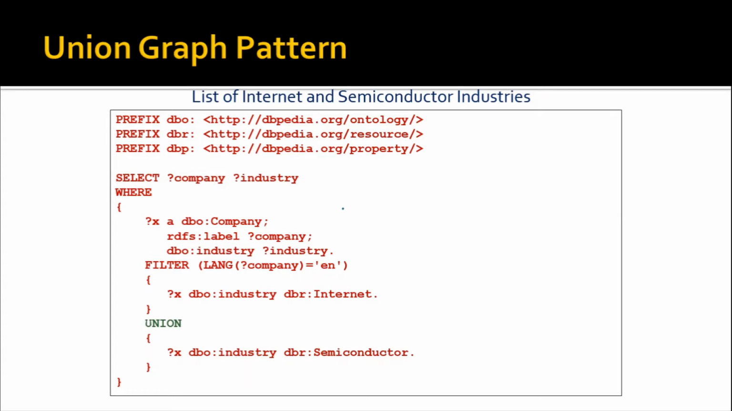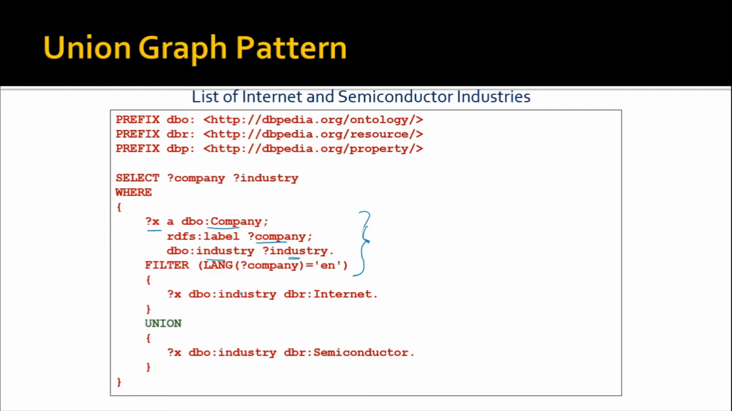If you remember the query that we worked with in the last lecture, this is the part which is common to every query. We are trying to find out whether some entity is a type of company or not, and then we are trying to find the label of this company. This is basically the string label, and then we are trying to find the industry of this particular entity, right? And we are storing that value in the variable industry, right? And also we are applying one filter that I want the company names to be in English, right?